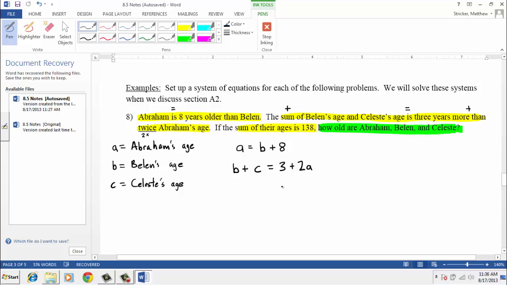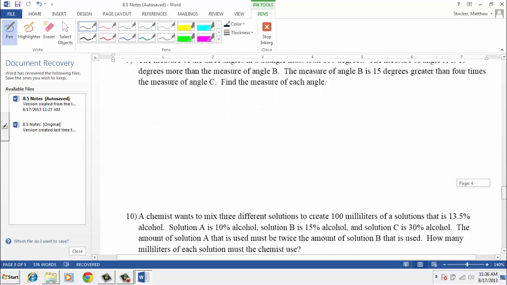And the last one, it says the sum. That means their total age, all 3 people, is 138. So A plus B plus C equals 138. Again, we're going to just talk about setting this up. We will talk about solving this a little bit later. But let's take a look at another example here.